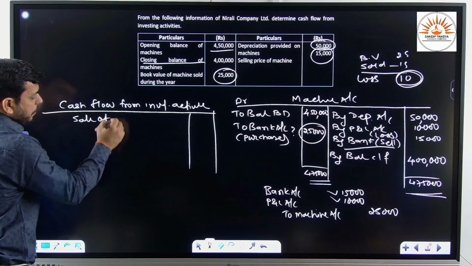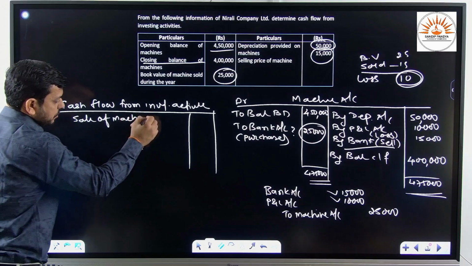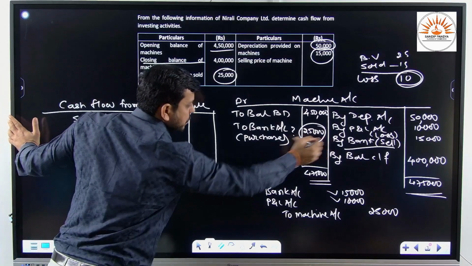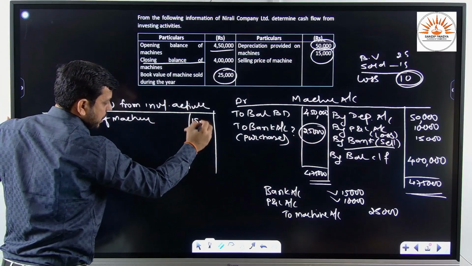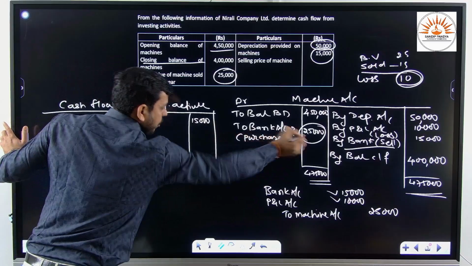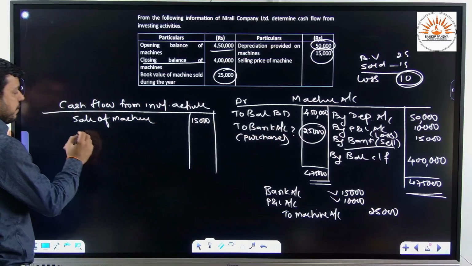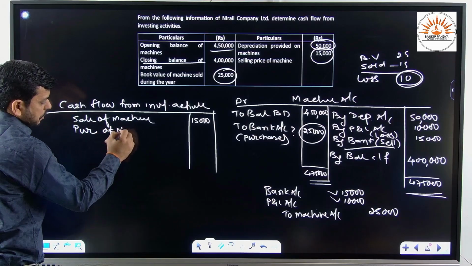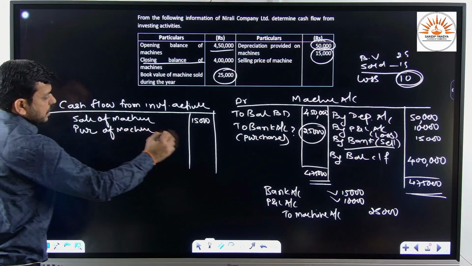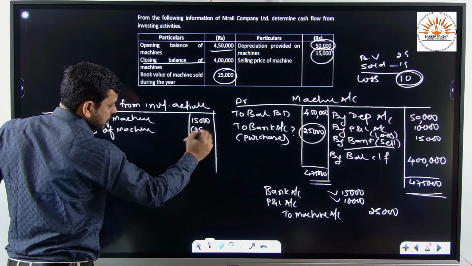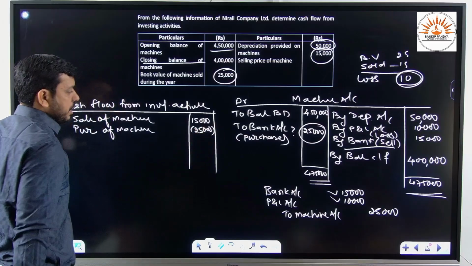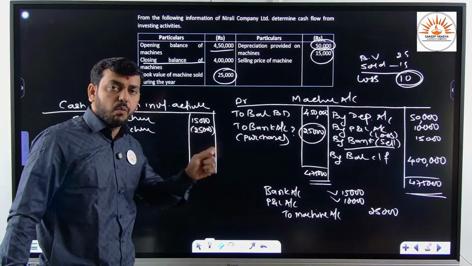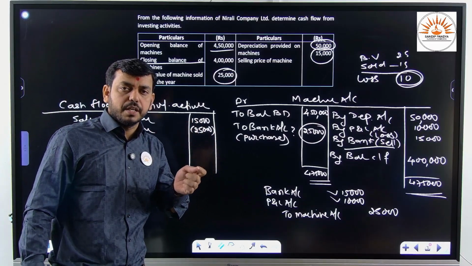Sale of machine, that is cash coming in. At what price are we selling? 15,000. So we shall write 15,000. What amount of machine are we buying? That is 25,000. So we shall write purchase of machine, that is 25,000. Whatever cash comes in, we shall show as a positive value, and whatever cash goes out, we shall show as a negative value.